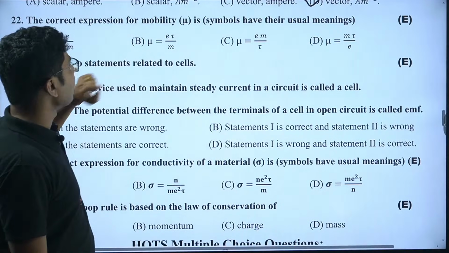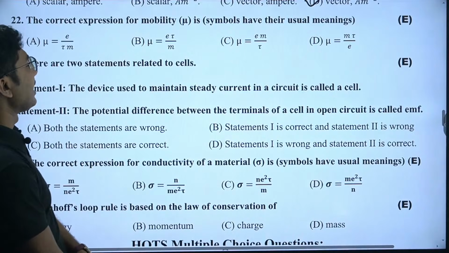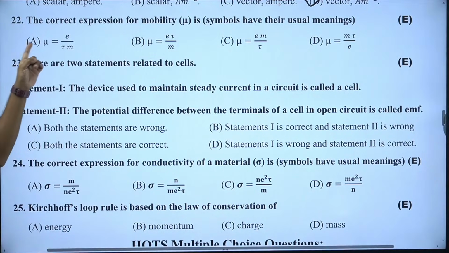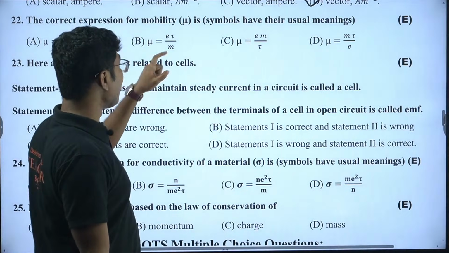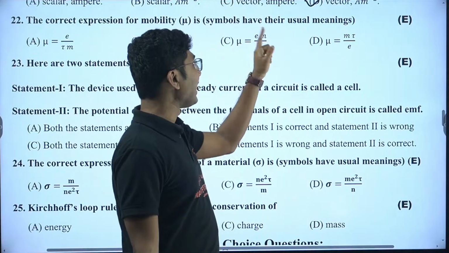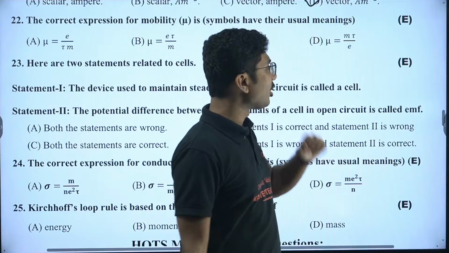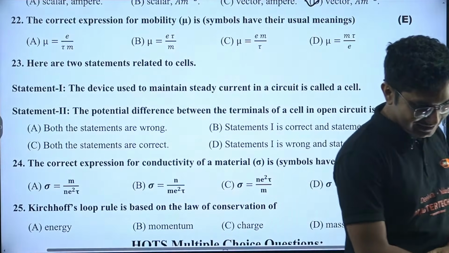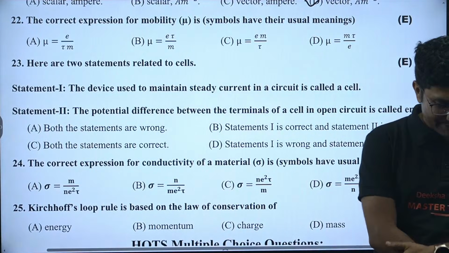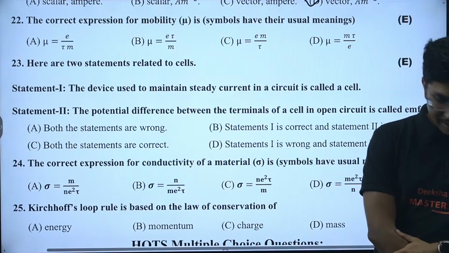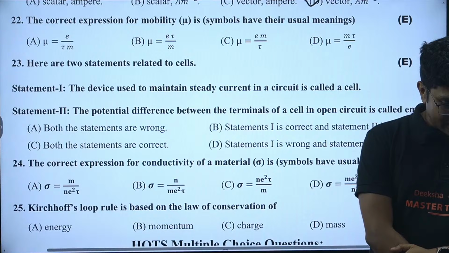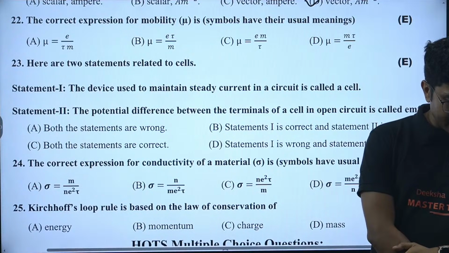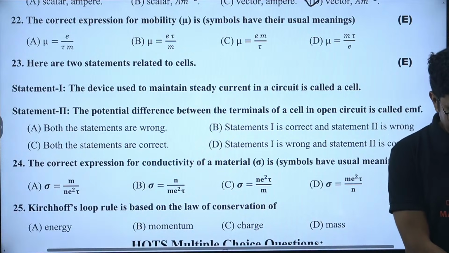The correct expression for mobility is: mu equals E by tau m, mu equals E tau by m, mu equals E m by tau, mu equals m tau by E. Let's see who can answer this. If you are answering without cheating, then definitely this is going to be good. This is question number 22. Komal is saying B, Sagar is saying D, Nagraj is saying B, Mansi is saying D.